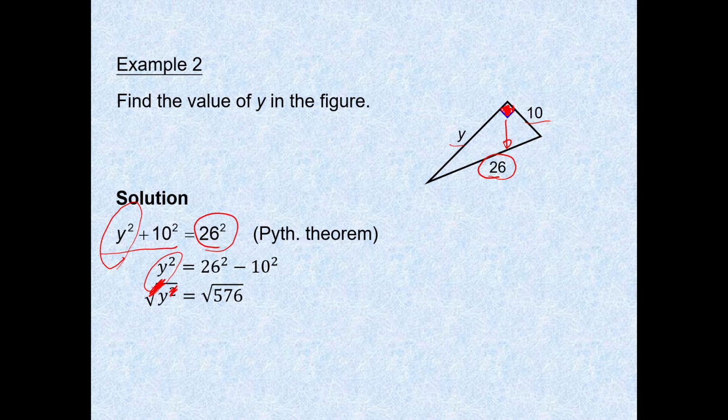At the same time, on the right hand side, you can calculate the difference, which is 576. So when you take the square root of 576, you can solve for the y. y will be 24 in this case.